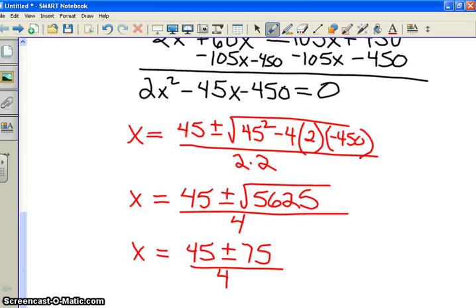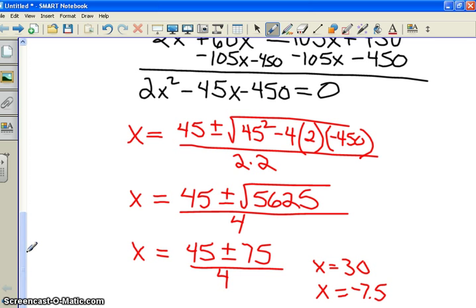So let's get our two zeros by doing 45 plus 75 and dividing that by 4. We get x equals 30. Or doing 45 minus 75 divided by 4 equals negative 7.5.